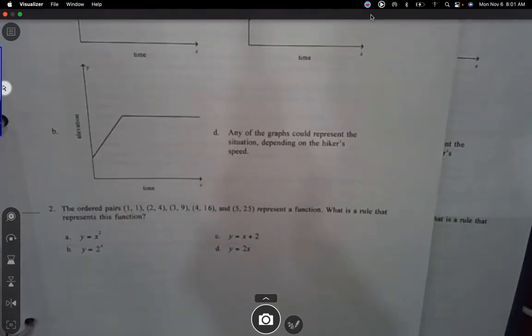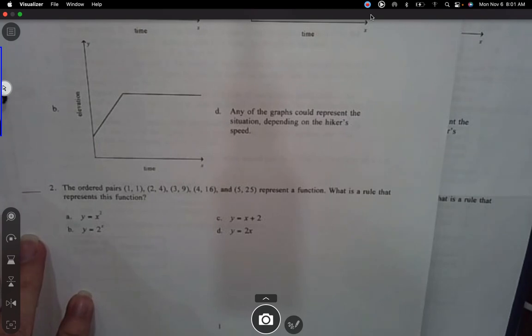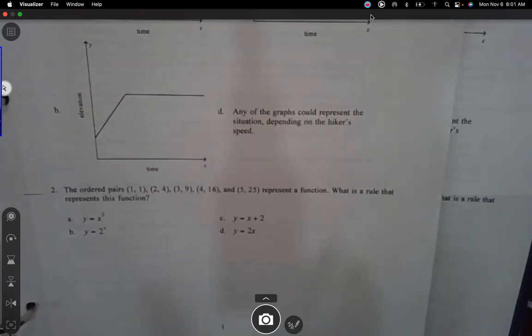Okay, number 2. This one says, what rule? And this one's weird. I know we ended up not doing a whole bunch of these, but always plug and play and see which rule works for those ordered pairs. Does that make sense? You plug them in and see.